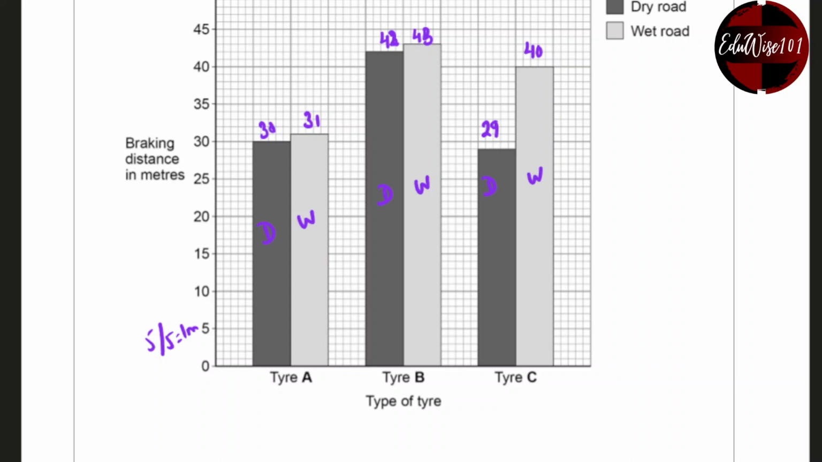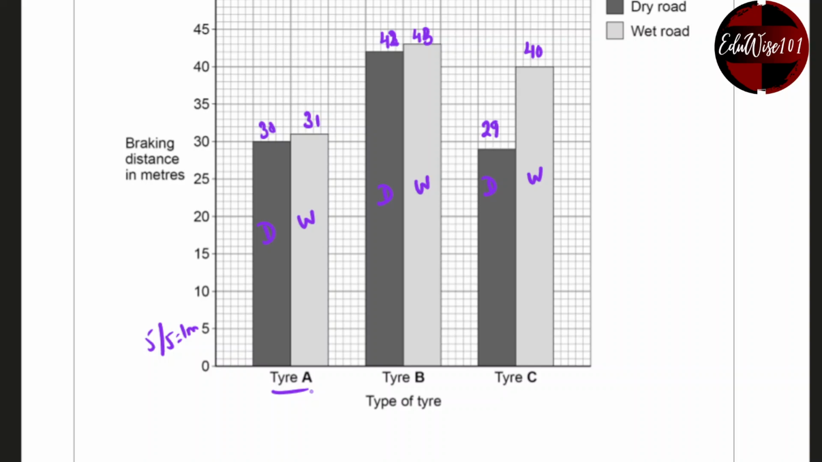For tire B, it has the biggest braking distance of 42 meters on a dry road and 43, right? So I would not actually use tire B looking at this because it takes far too long a distance to stop. Now tire C is a bit interesting. On a dry road, it actually takes the shortest distance to stop, which is 29. But on a wet road, it's not as good because it takes 40 meters, right? So looking at all 3 tires, I would use tire A if it's both dry and wet.